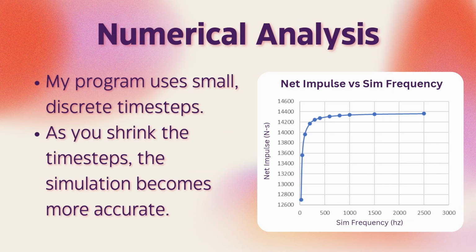So my program uses small discrete time steps. Basically, as you shrink the time step, you increase the accuracy or the resolution of your program. Here's a graph of different frequencies that I can run the simulation at. And here's a net impulse, which is one of the quantities that it can find. And you can see it kind of approaches some asymptote as you increase the resolution, which makes sense. I usually run it around 1,000 hertz because obviously you get diminishing returns, and higher frequencies require more computation and more time.